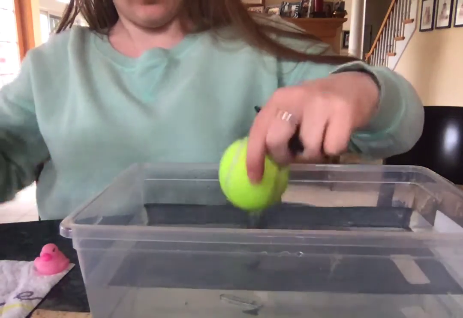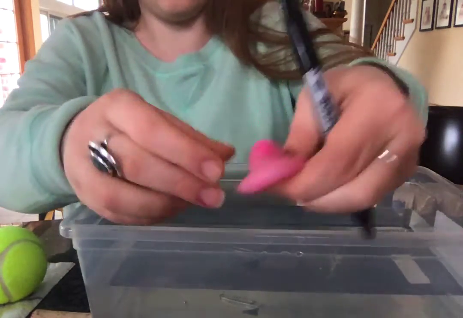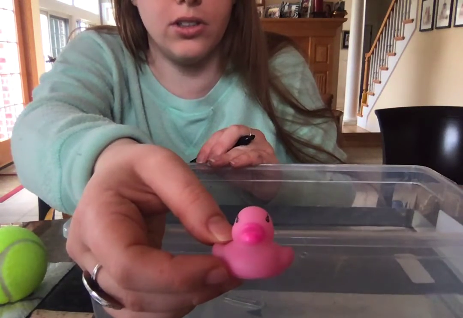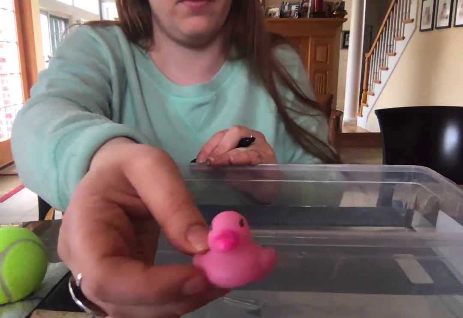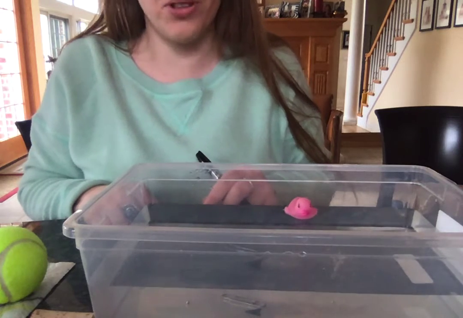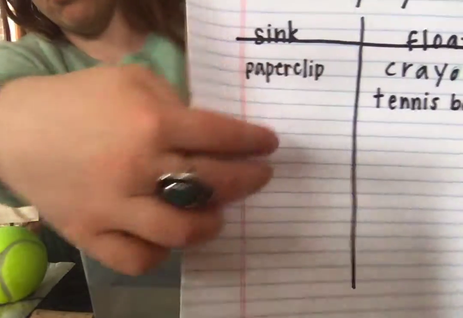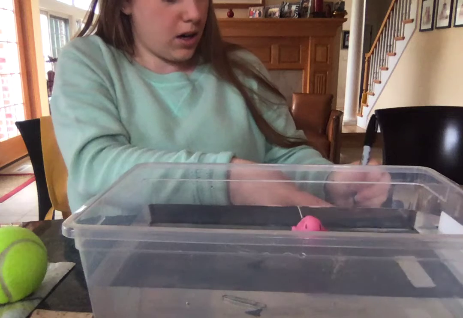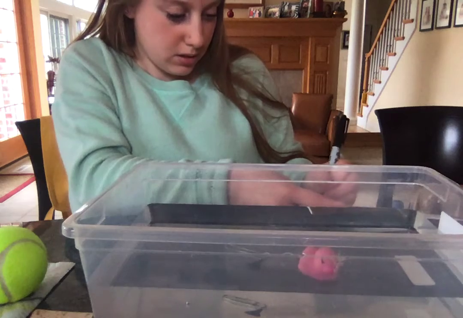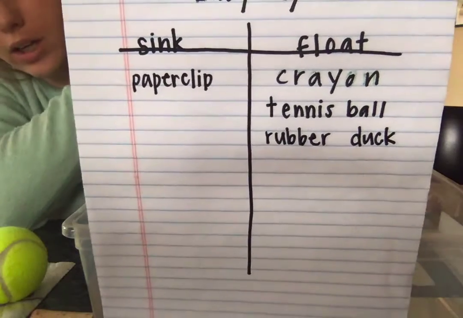All right, our next object that we're going to do is this little rubber ducky. I think he squeaks. Not really. All right, make your prediction. Do you think that the rubber ducky is going to sink or it's going to float? The rubber duck is floating. So underneath float, we're going to write rubber duck. Rubber duck is R-U-B-B-E-R space D-U-C-K. Go ahead and write rubber duck under float.